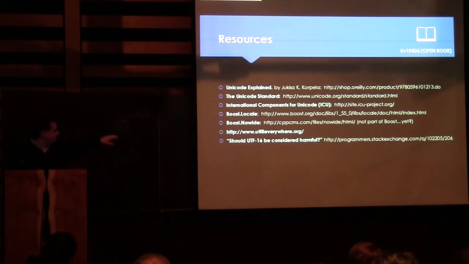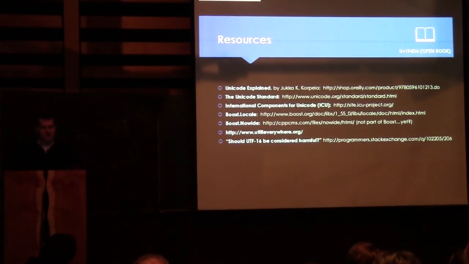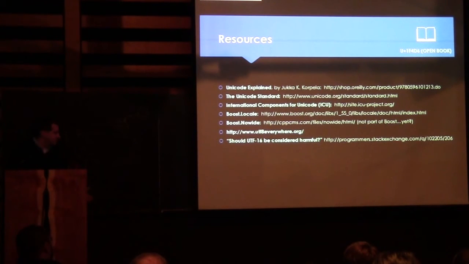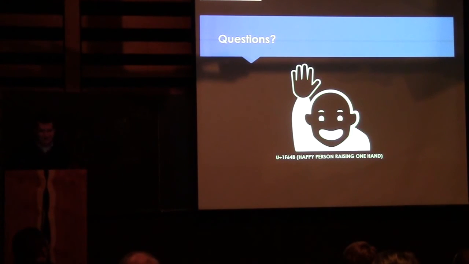There's this website, UTF-8 Everywhere, that's sort of like a manifesto written by a handful of people about why UTF-8 should be the encoding that is used everywhere, with fallback to UTF-32 when you actually need the one-to-one mapping between code points and code units. And there's a nice discussion on one of the Stack Exchange sites of whether UTF-16 should be considered harmful. So, with all that said, are there any questions?